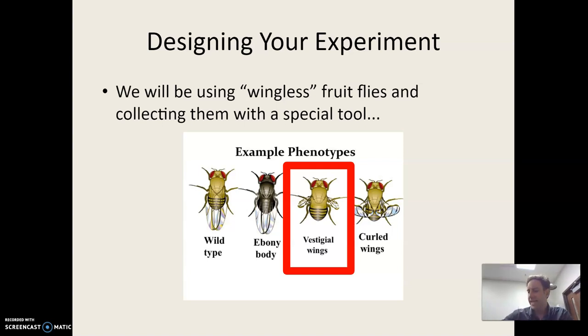Now, to collect them, you're going to get a little condiment container here. I'll just put 20 or so fruit flies in here for you. And then you're going to need to get them into a straw. And so to do that, you're going to create a little device here.